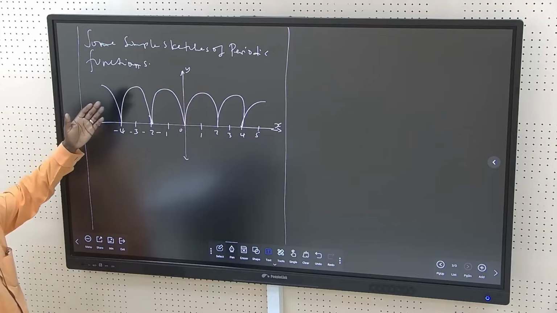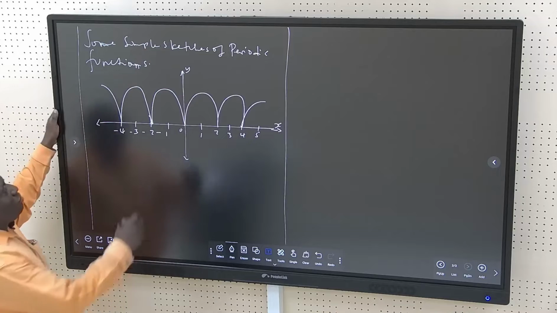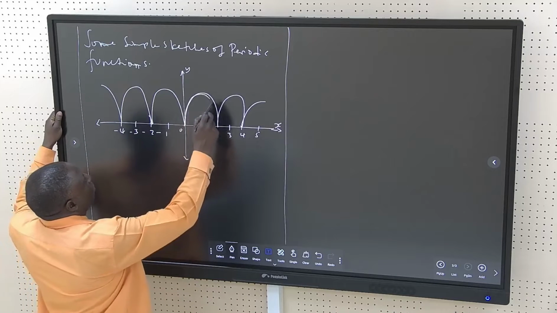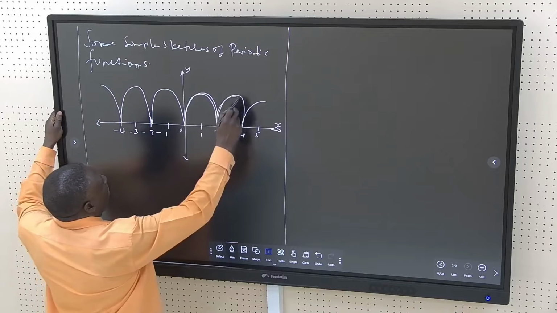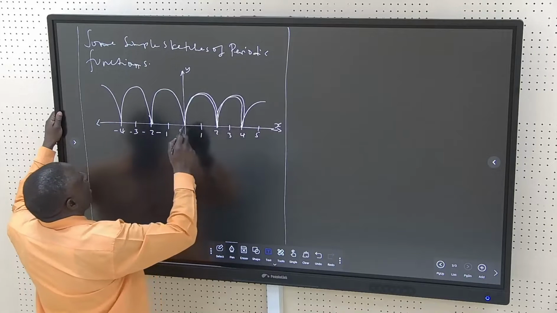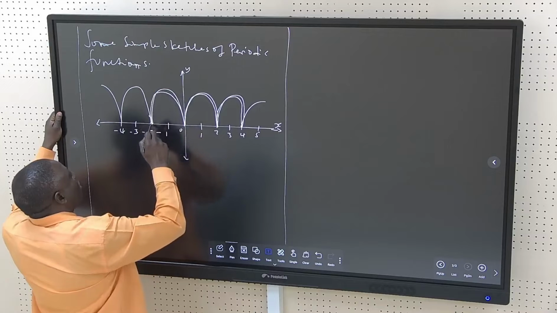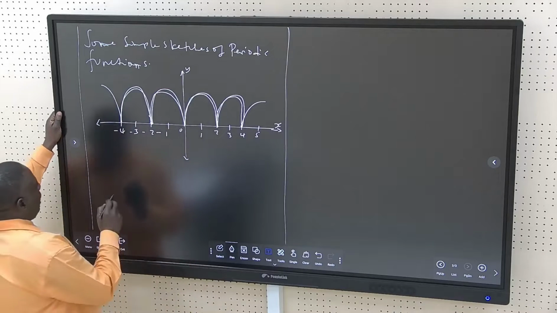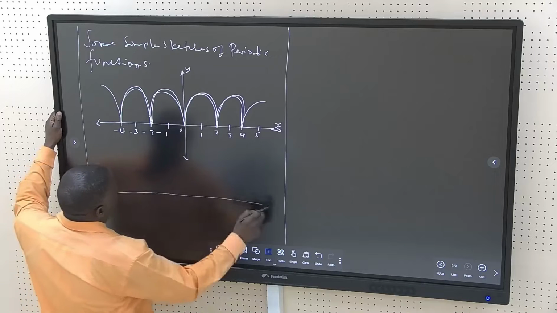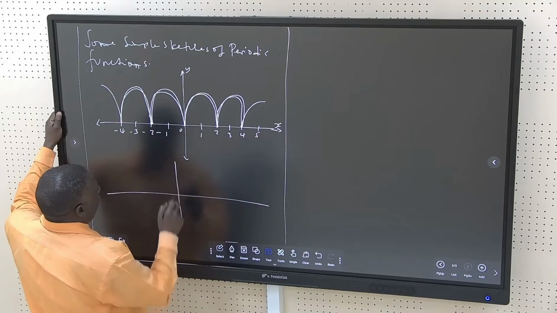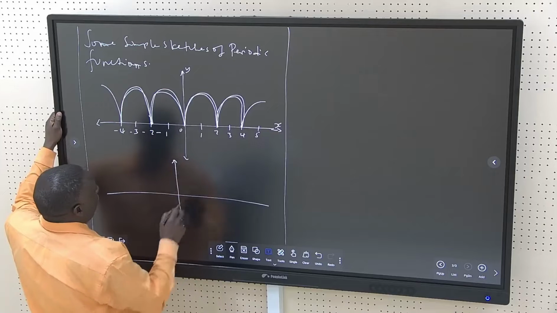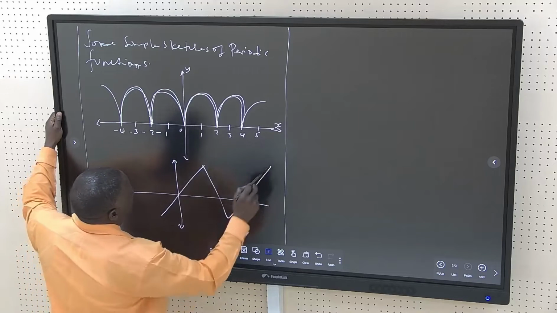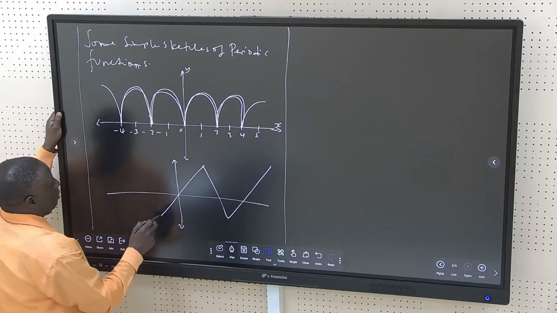You can see it is just copying. If you say it starts from this origin, then it is going this way. After here, it copies and it pastes itself. Likewise, going this way, it is copying and pasting itself. This is one example. Another example can be like this one. Can have a curve like this one, copying and repeating itself.